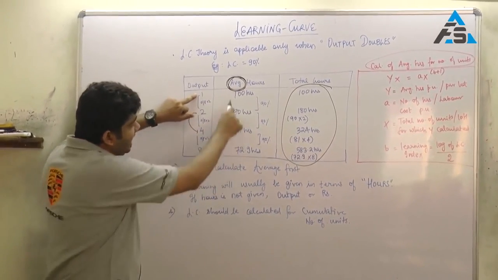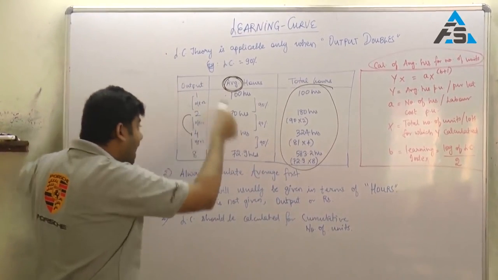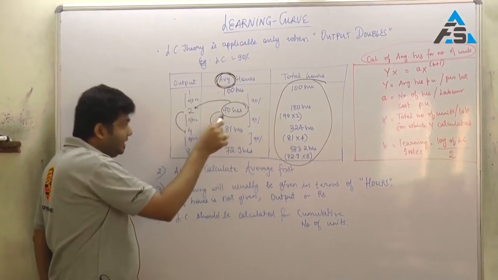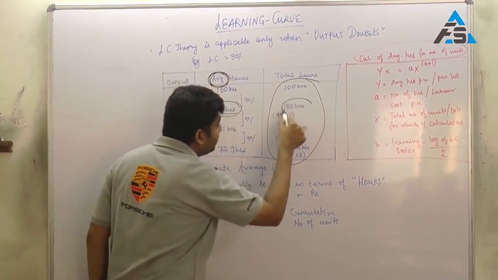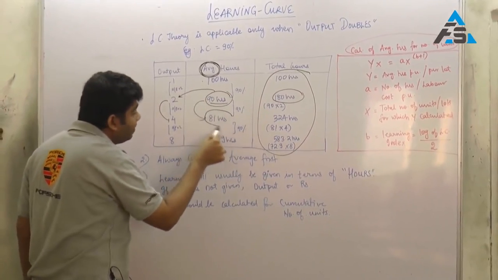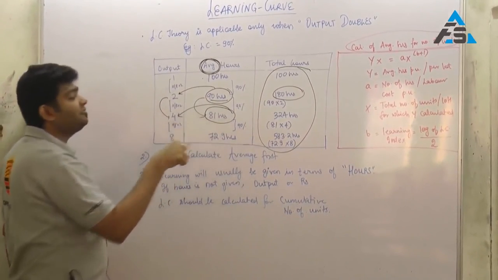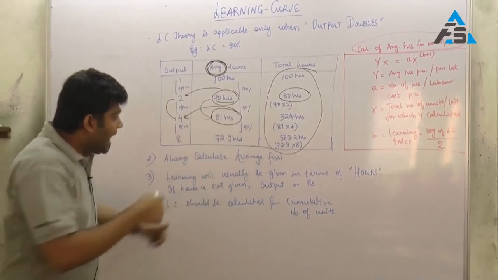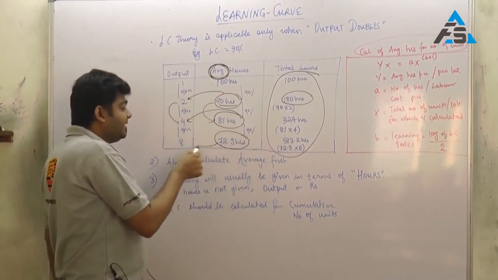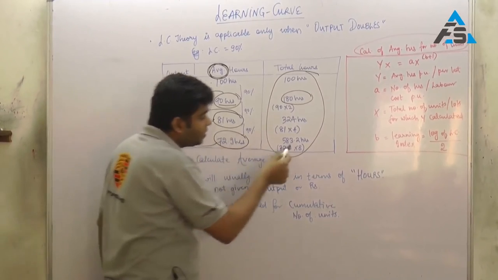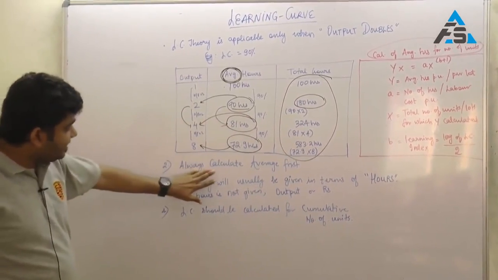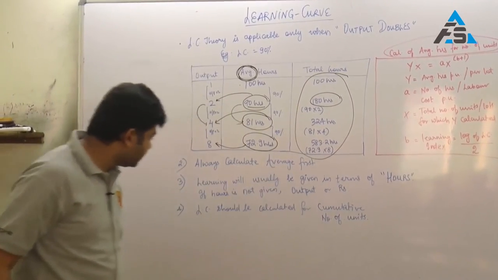So output 1, average 100 hours. Output 2, average hours is 90, so total for 2 will be 180. Output doubles, average for 4 is 81, total for 4 becomes 324. Again output doubles, average for 8 becomes 72.9, and the total becomes 583.2. So as I have written, always calculate the average first.